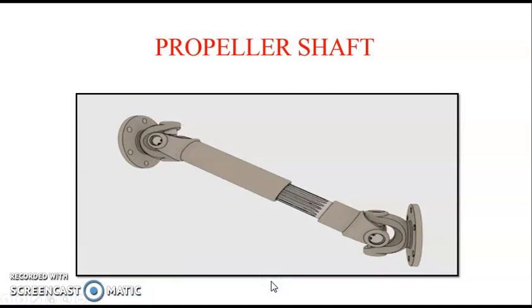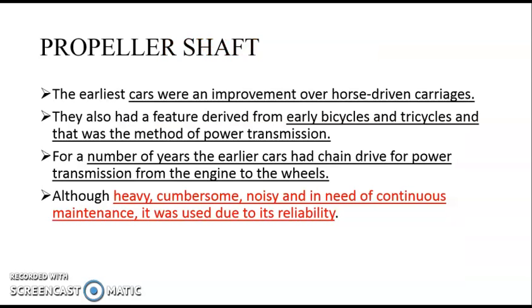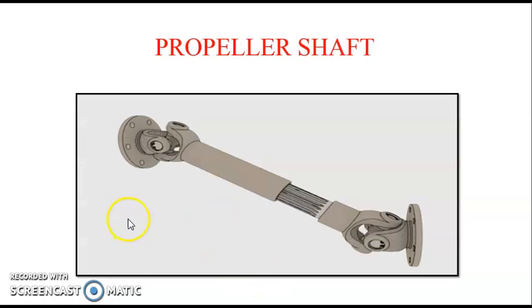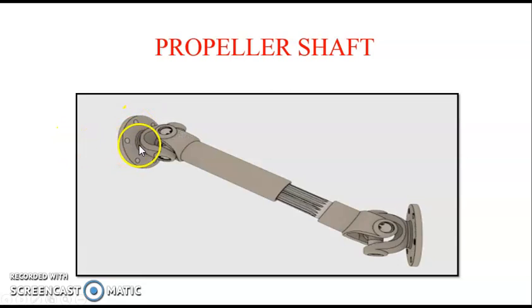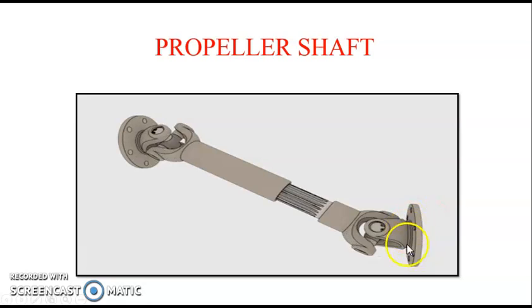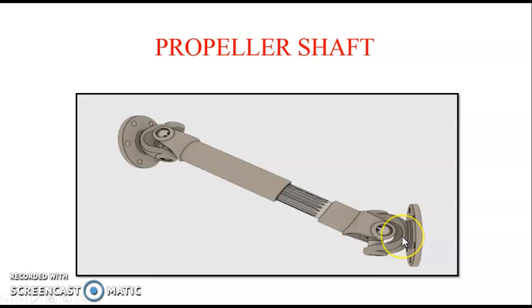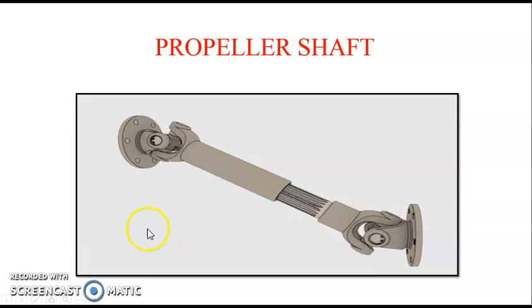This is the propeller shaft. Today we are going to learn about the propeller shaft. In earlier cars, first we see here, the power is transferred from the gearbox to the rear axle through the differential. This is the input of a differential gearbox, the pinion.